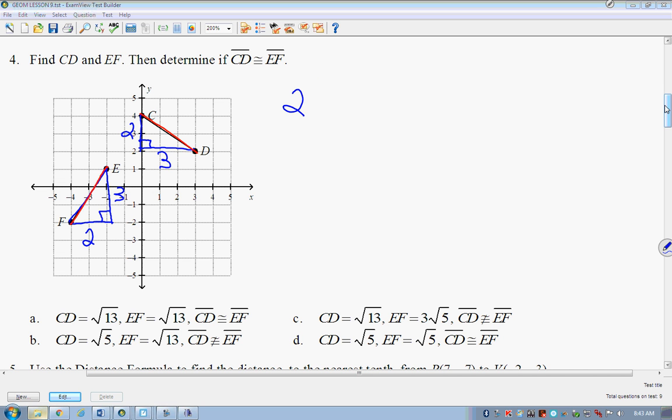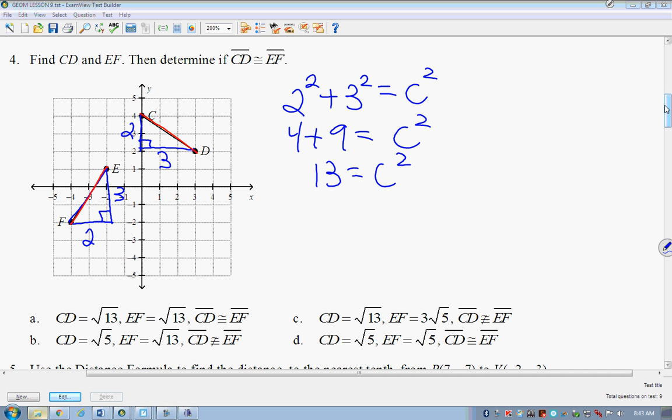So if I come over here, I have 2 squared plus 3 squared equals C squared. 2 squared is 4 plus 9 equals C squared. That's 13 equals C squared. Square root of 13 equals C, and it would have to be the same thing on both. Therefore, they are congruent.